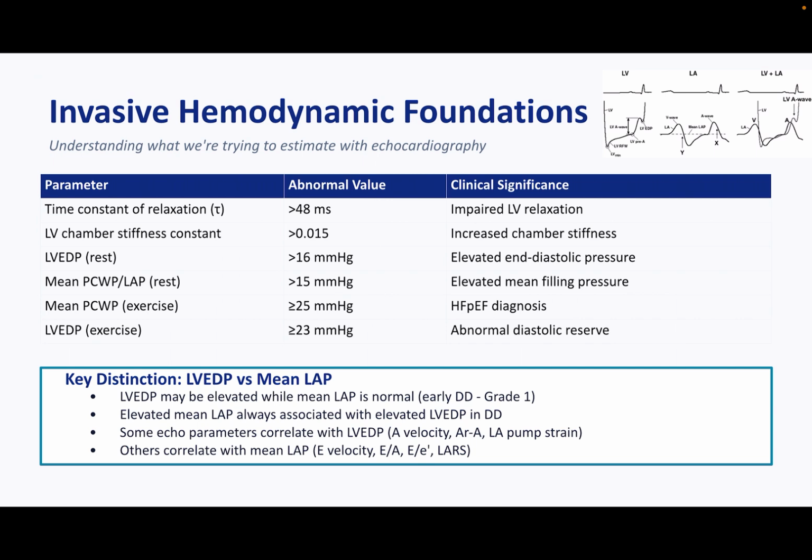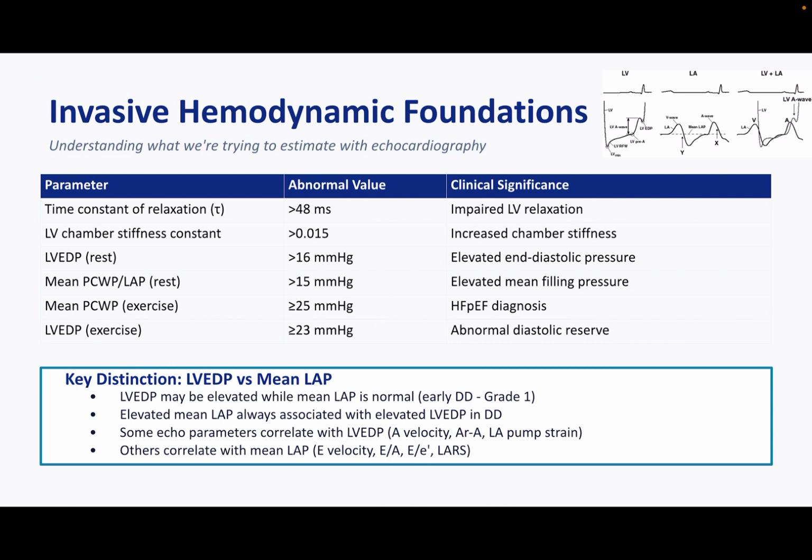LVEDP may be elevated while mean left atrial pressure is still normal. This is grade 1, early preclinical diastolic dysfunction. The atrium hasn't failed yet, only the ventricle is showing signs of stiffness. Once mean left atrial pressure becomes elevated, LVEDP is always elevated too. This is grade 2 or 3.